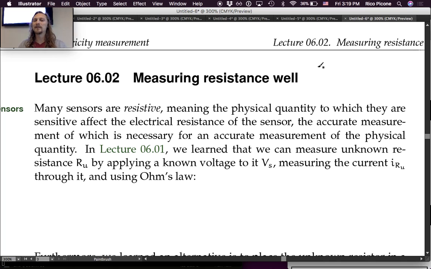So lecture 6.2, here we go. Measuring resistance. Okay, many sensors are resistive. So this is our motivation. Many sensors are resistive sensors, meaning the physical quantity to which they are sensitive affects the electrical resistance of the sensor, the accurate measurement of which is necessary for an accurate measurement of the physical quantity.